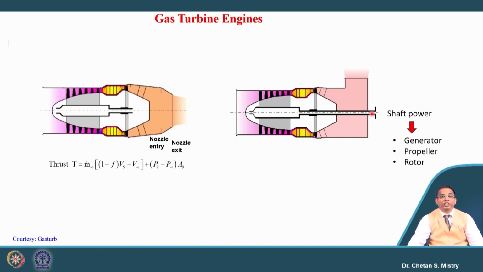We can connect a generator with this shaft, which can be used for the generation of electricity. We can connect this shaft to a propeller, so that it is used to rotate the propeller. That we have defined as a turboprop engine. We can also rotate some kind of rotors, and for the rotation of any mechanical component you need power.